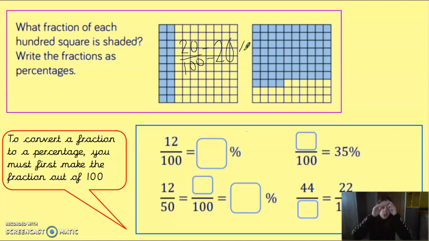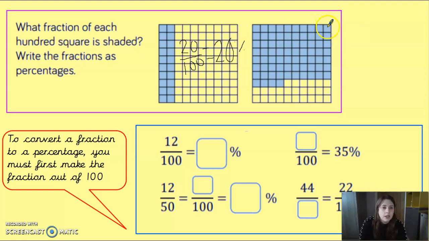So that is all you do. You make the fraction out of 100 because that's what percent means. And then your numerator is how much out of 100 it is. So that would be 20% because it's 20 out of 100. Hopefully that's making sense because it seems easy, and it is, because that's all there is to it.